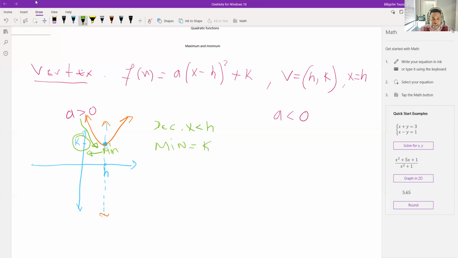And then also, when I reach my minimum here and I go back up, what happened? Am I increasing or decreasing? Yes, I am increasing.